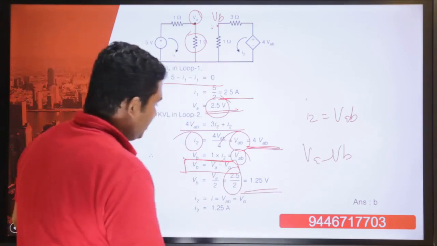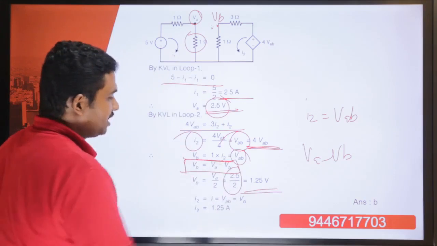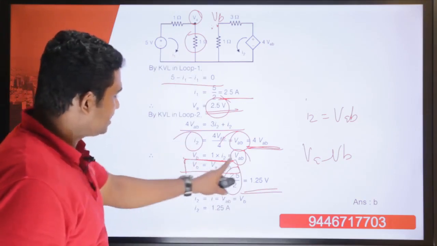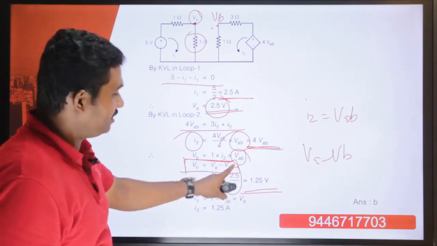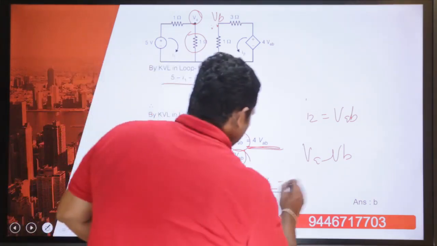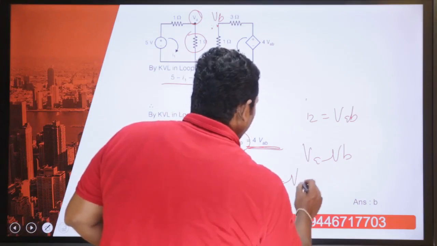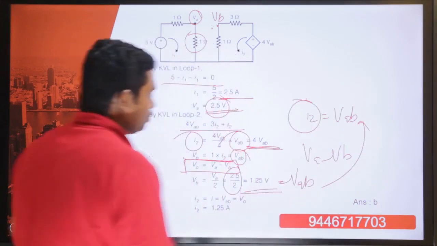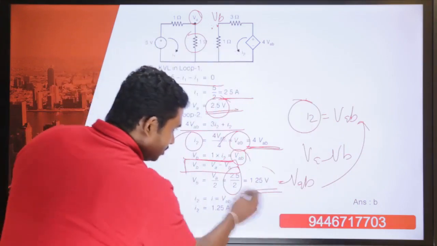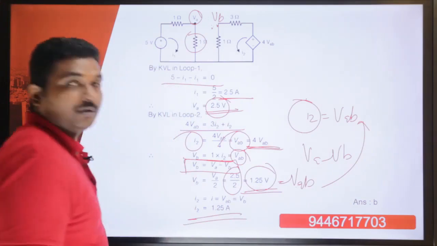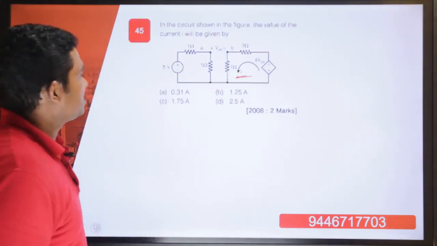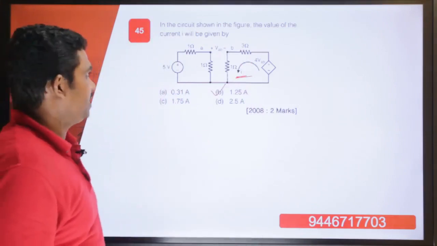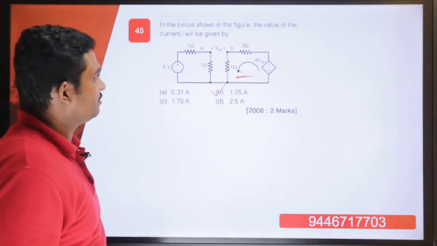And you have obtained VB. From this you will be able to obtain VAB, isn't it? VB is equal to VAB, so 1.25 is exactly equal to VAB, and VAB is equal to I2. So I2 is also 1.25. So what is our answer? Our answer is option B, which is 1.25 amperes. So that is about question number 45.